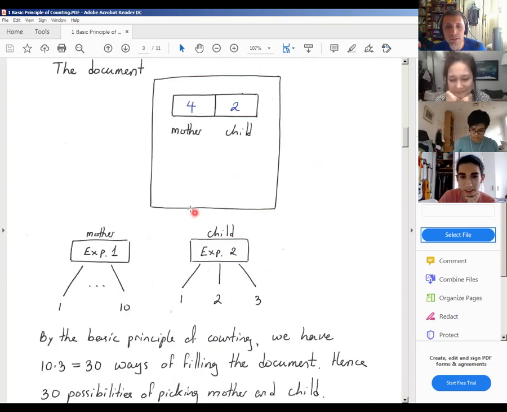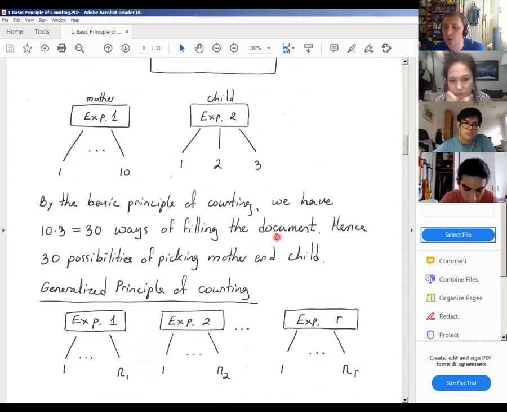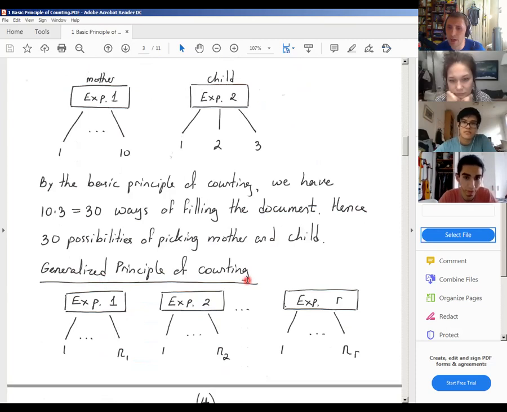So with these boxes, you would remember what happens. Here is experiment 1, 10 possibilities, experiment 2, 3 possibilities, 10 times 3, because I can arrange 10 rows and 3 columns. It's a rectangle, 10 by 3, which is 30. Okay, and now let's consider how we figure out, and be very precise about it, the generalized principle of counting, the basic principle of counting, where you have more than one experiment performed.